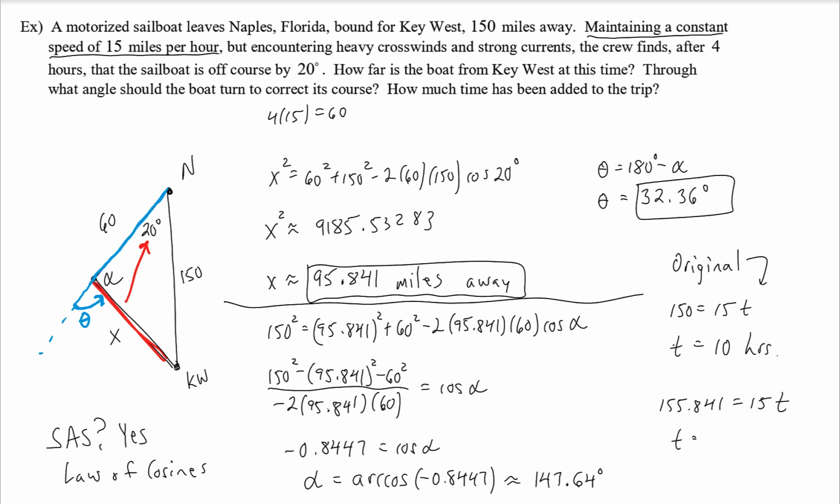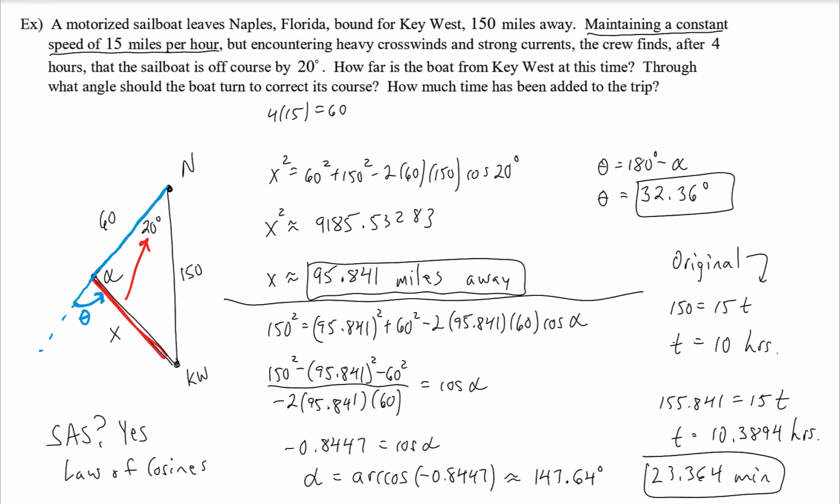So divided by 15, it's going to take 10.3894 hours. So it's not even adding a half an hour to the trip. It's not bad. 0.3894 times 60. So it's adding 23.364 minutes. That's how much longer it's going to take. So it's not bad. It's not like it ruined their whole day.